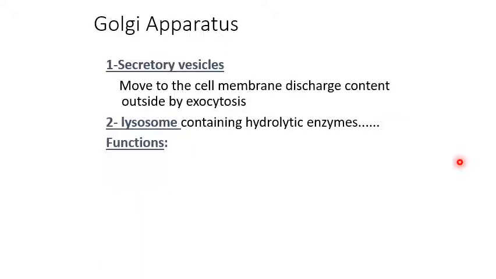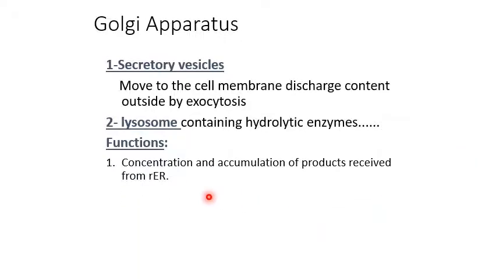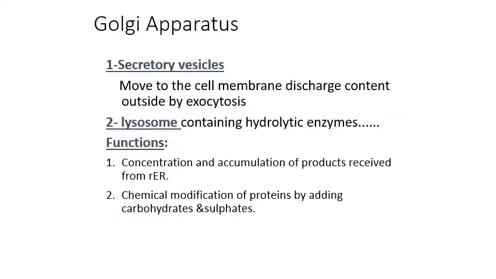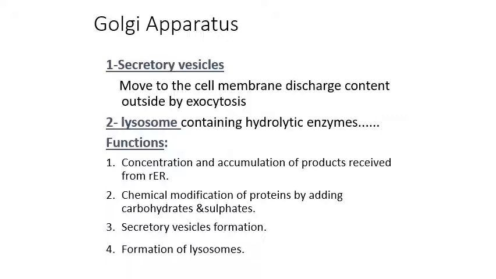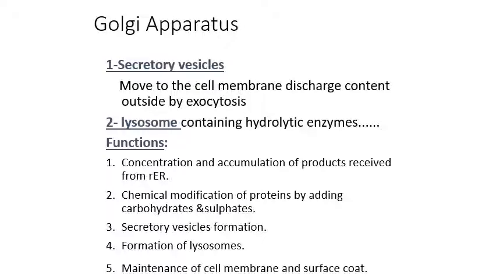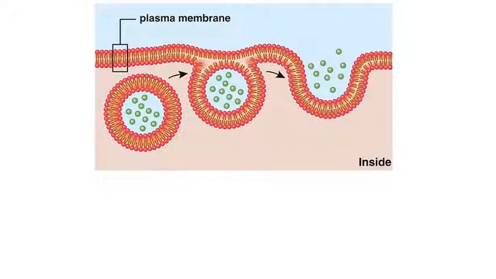What is the function of the Golgi apparatus? It concentrates and accumulates products received from the rough endoplasmic reticulum. It makes chemical modification of the protein by adding carbohydrates or sulfates, producing secretory vesicles which may be hormones. It also forms lysosomes, and maintains the cell membrane.